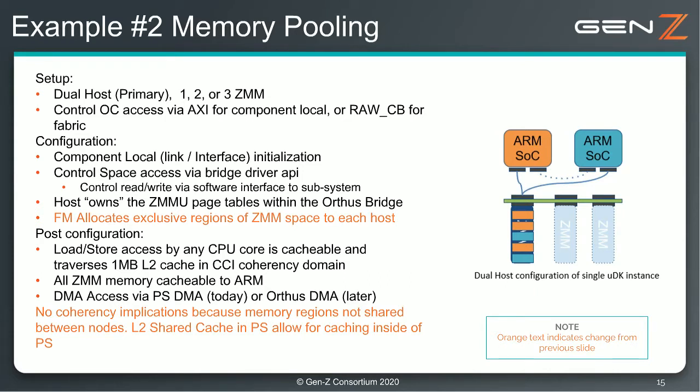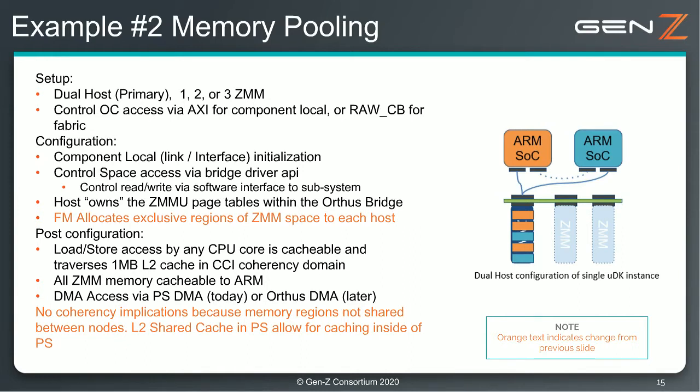Post configuration is basically the same as example one. All load store access to the Gen Z memory is cacheable by the CPU core making that load store request. There's no node-to-node coherency or data consistency implications in this example because the memory regions are not shared between the two nodes.